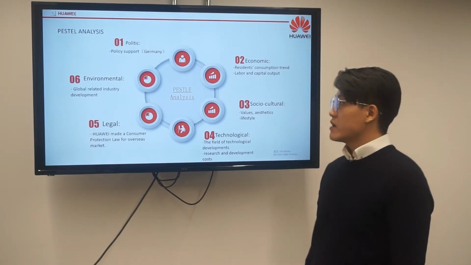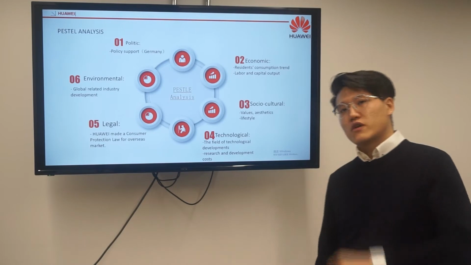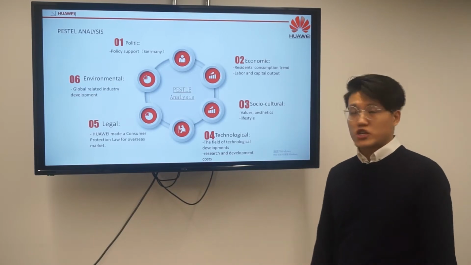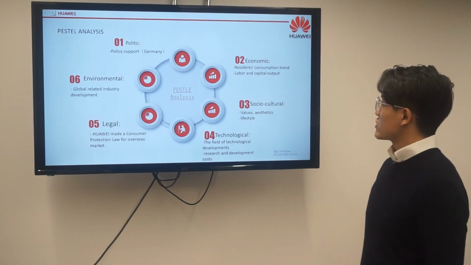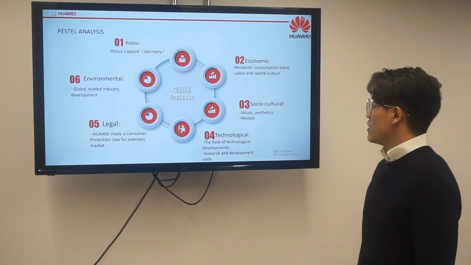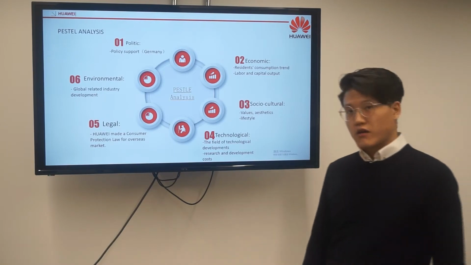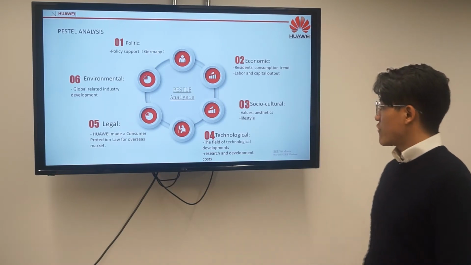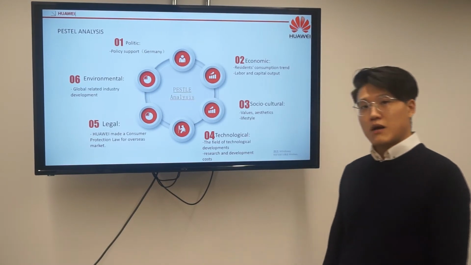The first one, political, means the policy support, such as the German government in recent years, they offered very good conditions to attract Huawei to build the head office of Europe in Germany. Second is economic. Economic includes the residents' consumption trend and labor and capital output. The third one is social cultural. In this point, the values, aesthetics, and lifestyle would be very important. The fourth one is technological. The field of technological development and research and development cost is Huawei company's advantage.